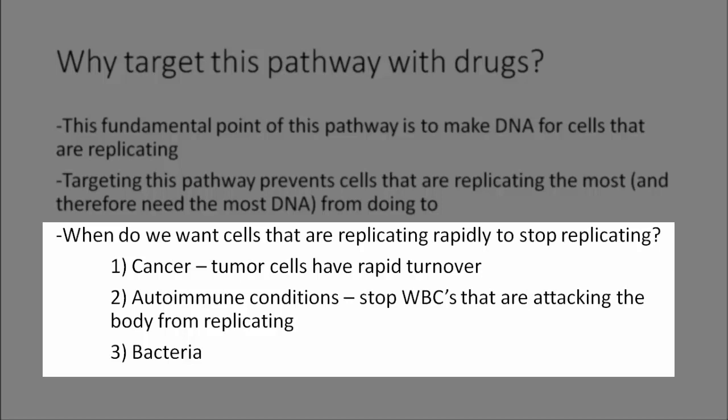In autoimmune conditions, we have white blood cells that are replicating rapidly for the purpose of attacking whatever they're being sent to. So if we can stop white blood cells from replicating, we can theoretically dampen the immune response. A third target of drugs that interfere with this pathway are bacteria. Bacteria in the case of infection are replicating rapidly, and so if we can use antibiotics that target the nucleotide synthesis pathway, we can theoretically stop them from replicating as well.